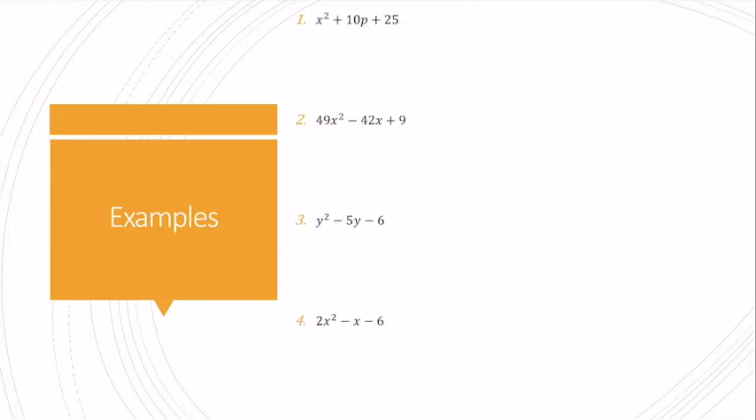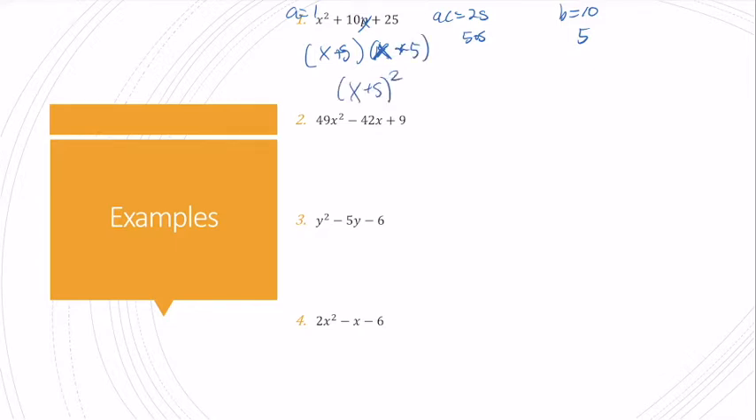Next, I have x squared plus 10x plus 25. So I'm going to find the factors of AC that add up to B. Well, that's going to be 5 times 5 and 5. Here I have a is 1, right? So I can write this as x plus 5 times x plus 5. That gives me x plus 5 squared. Next I have 49x squared minus 42x plus 9.